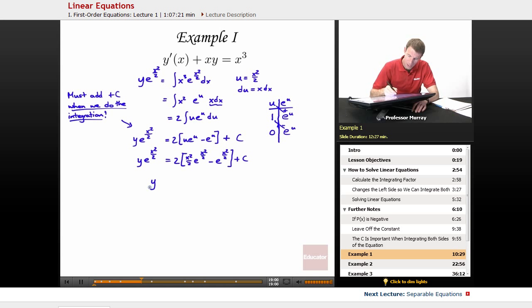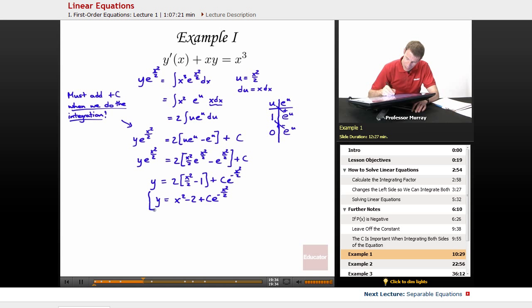So if I divide both sides by e to the x squared over 2, I'm just going to get 2 times, in the inside here, x squared over 2 minus 1 plus c. Now, dividing by e to the x squared over 2 is the same as multiplying by e to the negative x squared over 2. So I get y is equal to, if I distribute that 2, x squared minus 2 plus a constant times e to the negative x squared over 2.